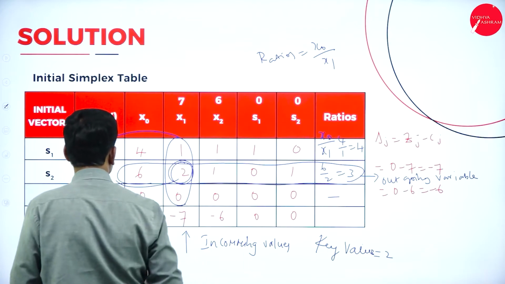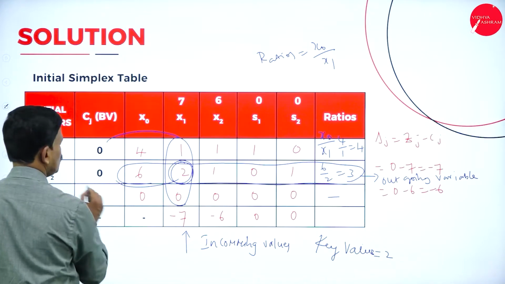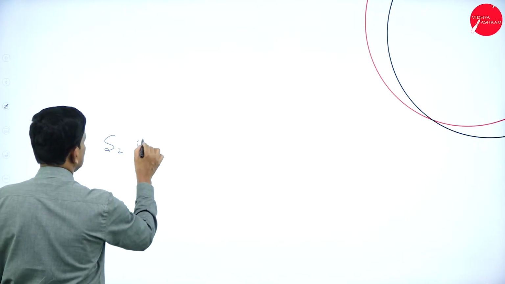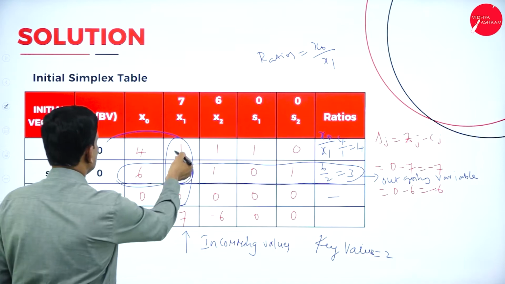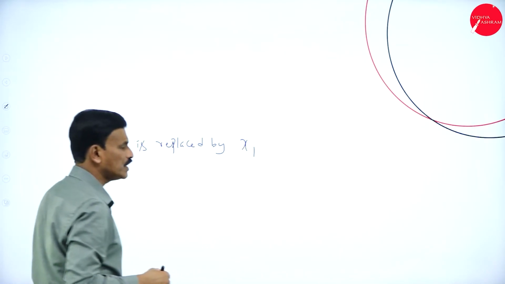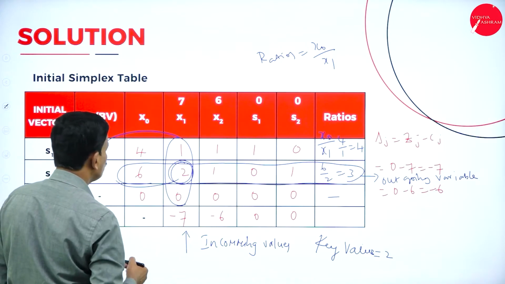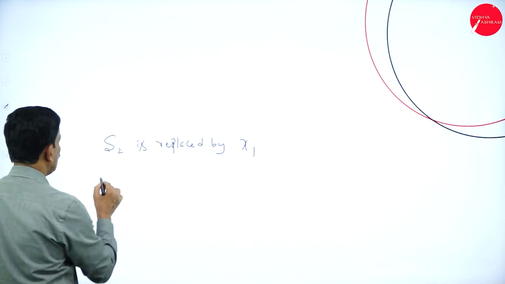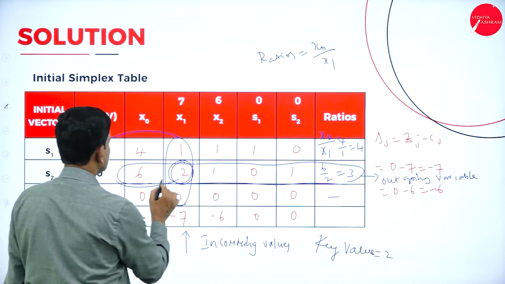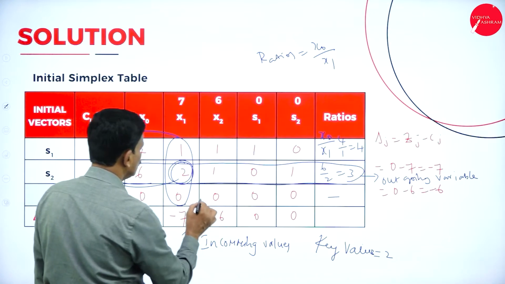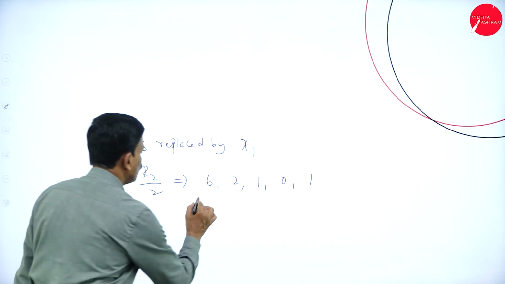So here what are the things we are going to do? Here S2 is replaced by the incoming variable x1. Okay, and again convert this key element as 1 by dividing the entire row, that is R2 dash is equal to R2 divided by 2. That is, what is R2 here? 6, 2, 1, 0, 1. For this we are going to divide throughout by 2.